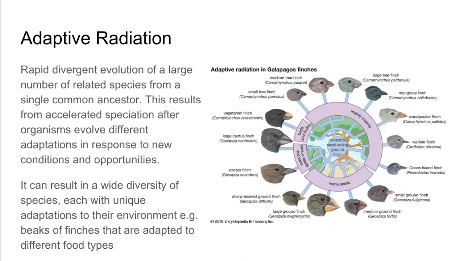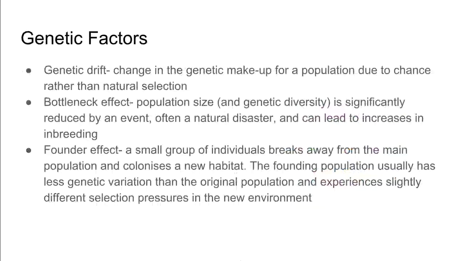There is a process known as adaptive radiation, and this is the rapid divergent evolution of a large number of related species from a single common ancestor. And this is what we saw in the finches of the Galapagos Islands. So the organisms evolved different adaptations in response to the new conditions and opportunities available in the different niches that they occupied. So it can result in a wide diversity of species, each with unique adaptations to their environment. And we see that in the beaks of the finch, and that's based on the types of seeds, but also the other foods that they eat.